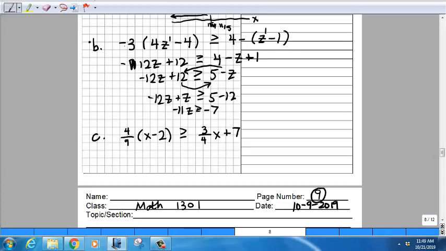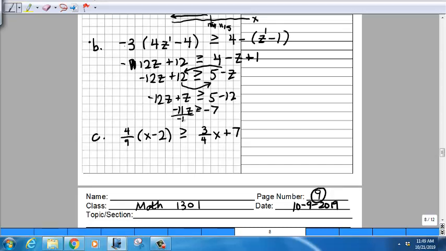So we end up with what? Minus 11z is greater than or equal to minus 7. And now I have to get rid of that coefficient of minus 11. And here's where I have to be careful, right? Because to get rid of that coefficient, I'm going to have to divide both sides by minus 11. That's a negative number, so I have to flip the direction of the inequality.